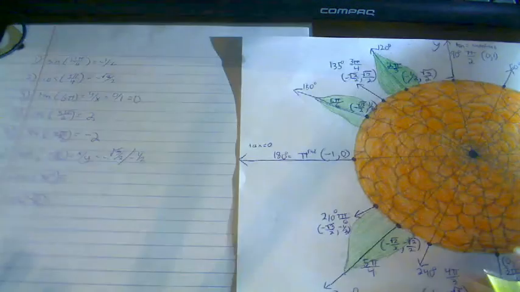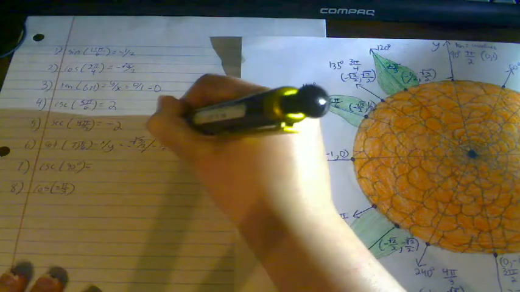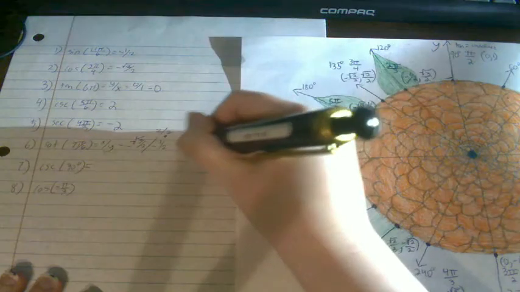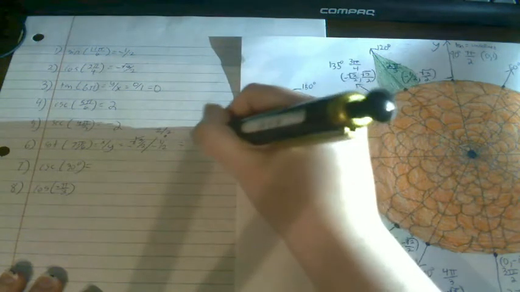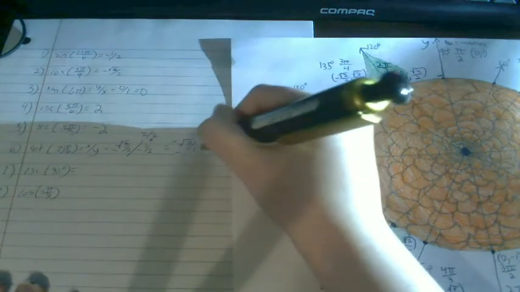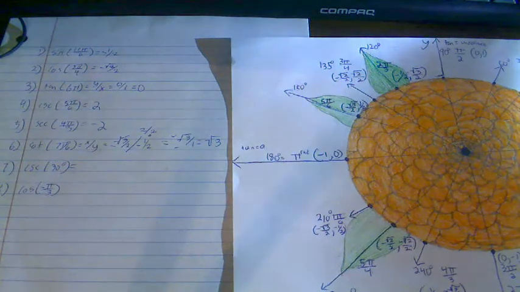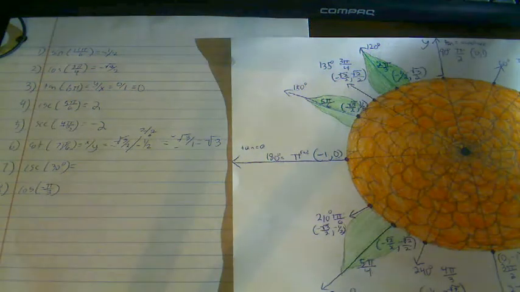Now we could do the keep, change, flip, and all of that, but what I would like to do is multiply that by 2 over 2, and that will leave us with the square root of 3 over 1, both of them negative, which will give us the square root of 3. And that is what the cotangent of 7 pi sixths is.